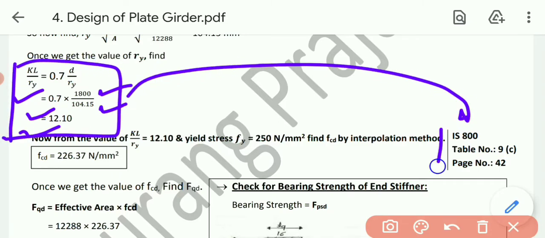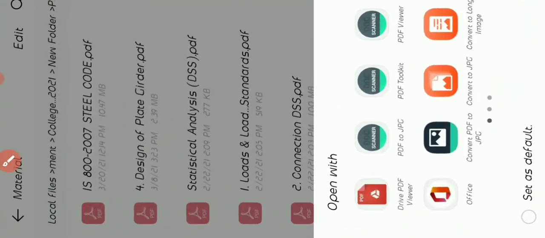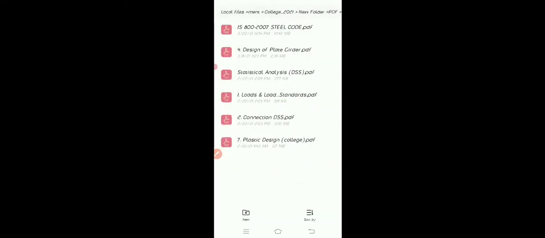Now using table number 9C, by using the interpolation method, I can easily get the answer of fcd. So let's go to the code. KL by r ratio is 12.1. Just a minute.